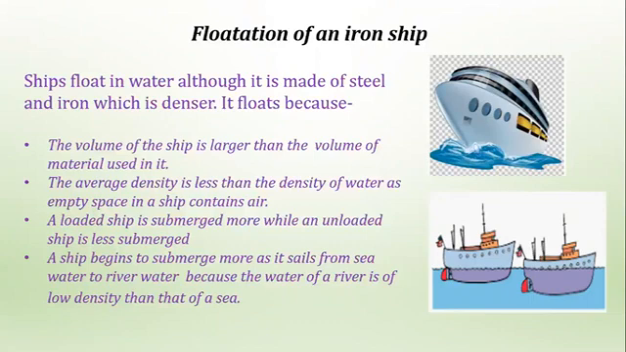Also, a ship begins to submerge more as it sails from sea water to river water. You know that the density of sea water is more than that of river water. You must also know that the density of water of different seas is also different. Therefore, when the ship sails from a sea of higher density to a river of lower water density, it sinks further.